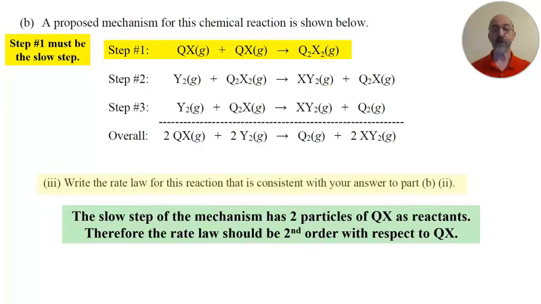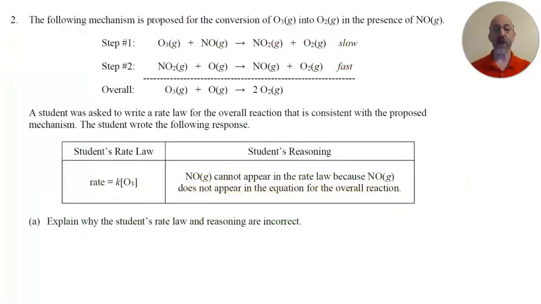Because I see 2 particles of QX as reactants in that slow step 1, our rate law should be second order with respect to QX. So this is my rate law: rate equals the rate constant K times the concentration of QX squared, because this rate law should be second order with respect to QX. All right, those are the answers to question 1 of this packet. Now, let's take a look at question 2.